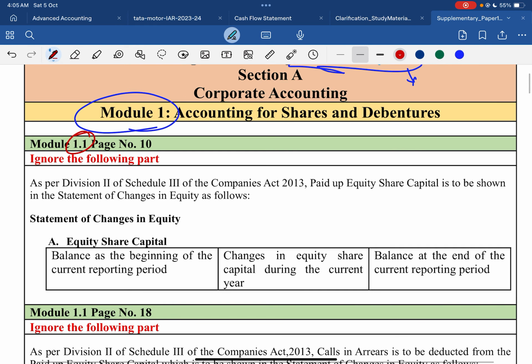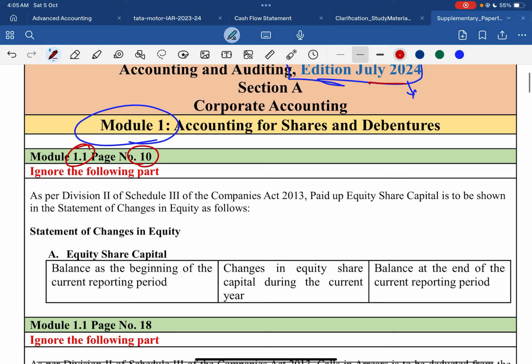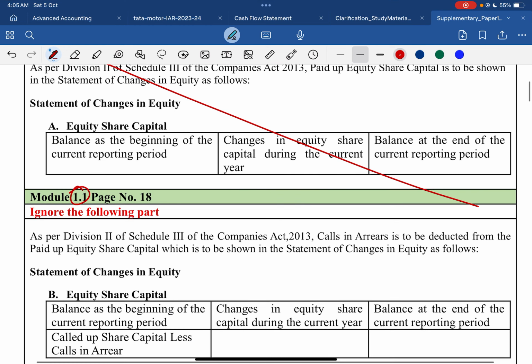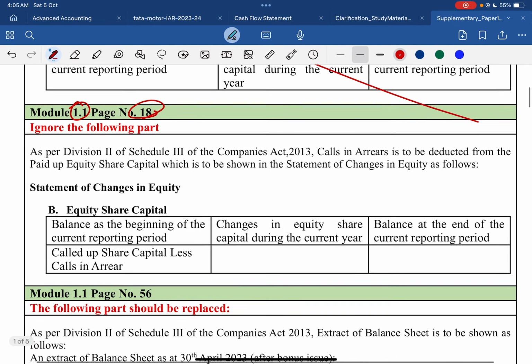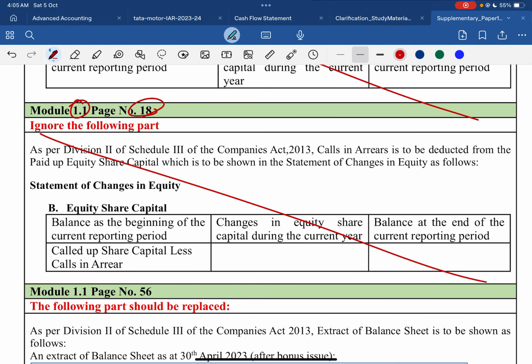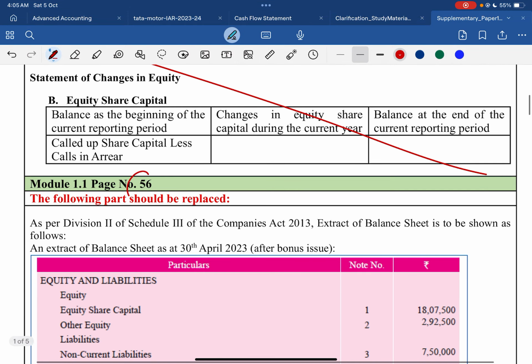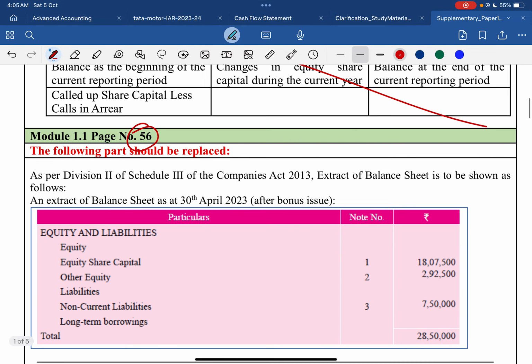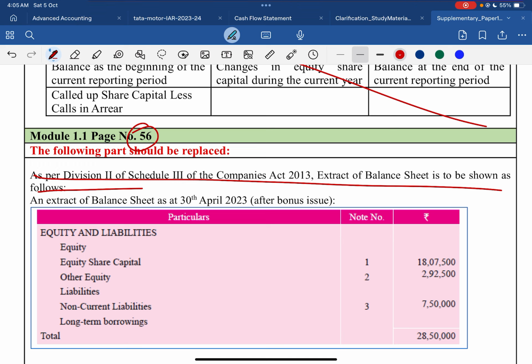Take module 1.1, page number 10 in the July 2024 edition, or you can check the earlier edition also. Ignore the following part. Immediately strike this part on that particular page. Then go to module 1.1, page number 18, and strike that part which is in the middle of the page. Then page number 56, immediately come to that and strike off this entire thing.